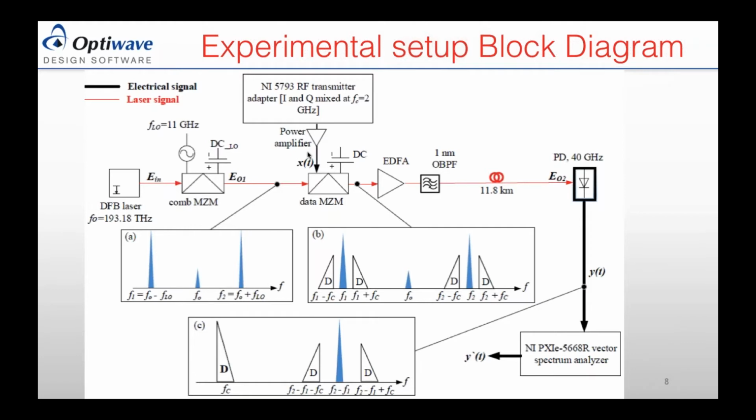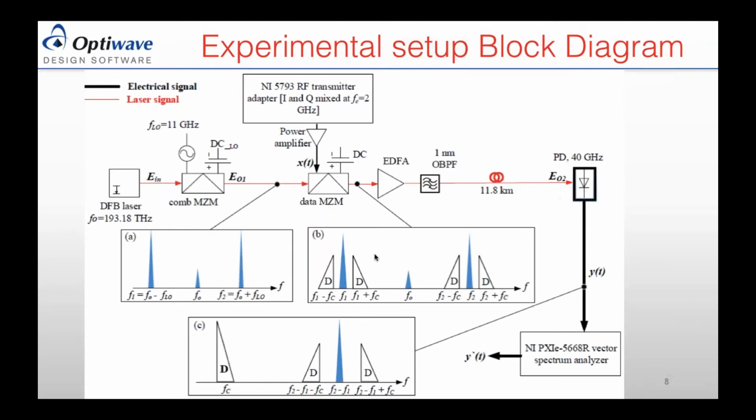So this one has the minimum transmission point, and for the data, we set the biasing point to the quadrature point in order to reduce the nonlinearity of the Mach-Zehnder intermodulator. We amplify the signal, and then we remove any amplified spontaneous emission or ASE noise that's generated from the amplification process. So we send the signal down about 12 kilometers of fiber, and then at the output the beating takes place at the photodetector.